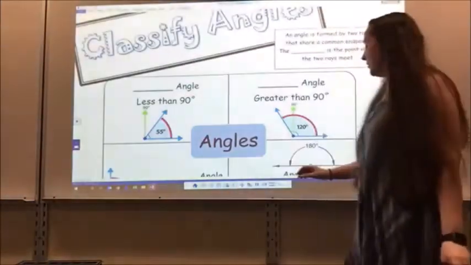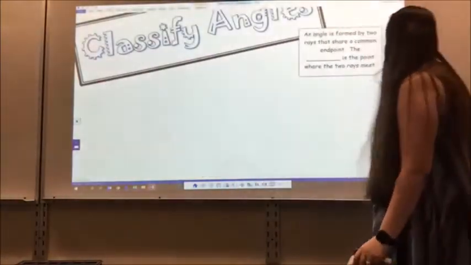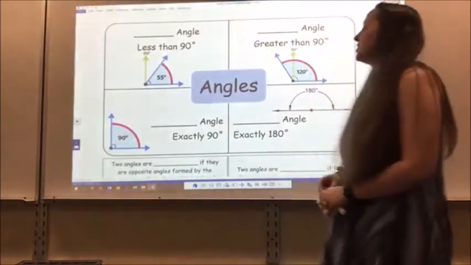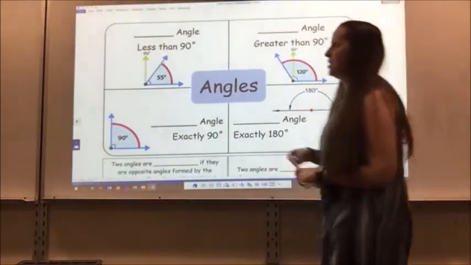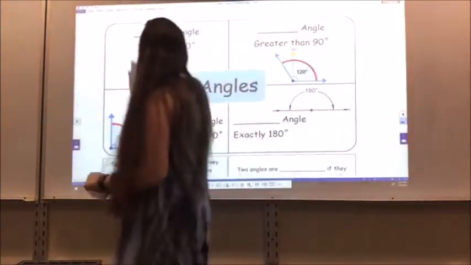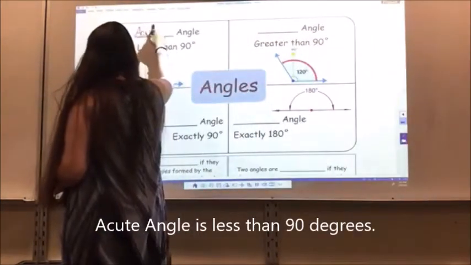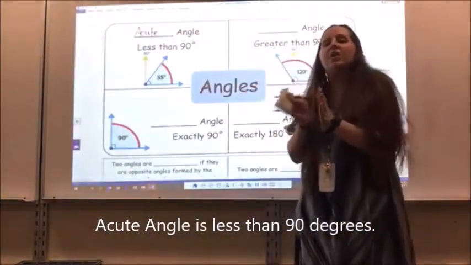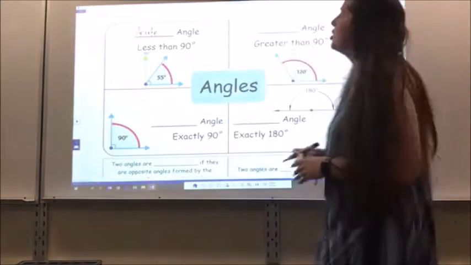So there are 4 different types of angles that we're actually going to talk about. So these 4 angles, the first one is less than 90 degrees. That angle is called an acute angle. You can kind of think about it, it's a little cute, tiny angle, so it's acute. Okay, it's an acute angle.